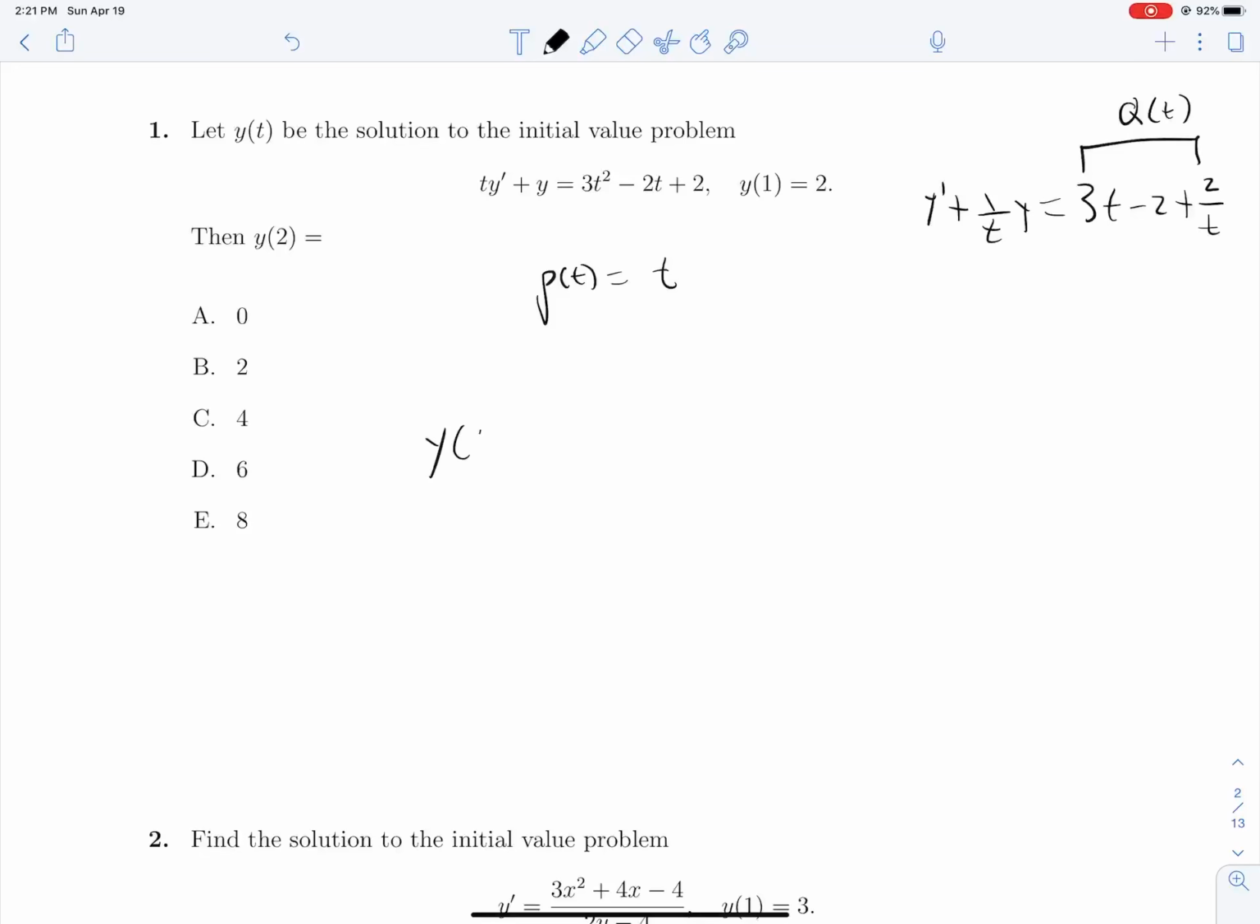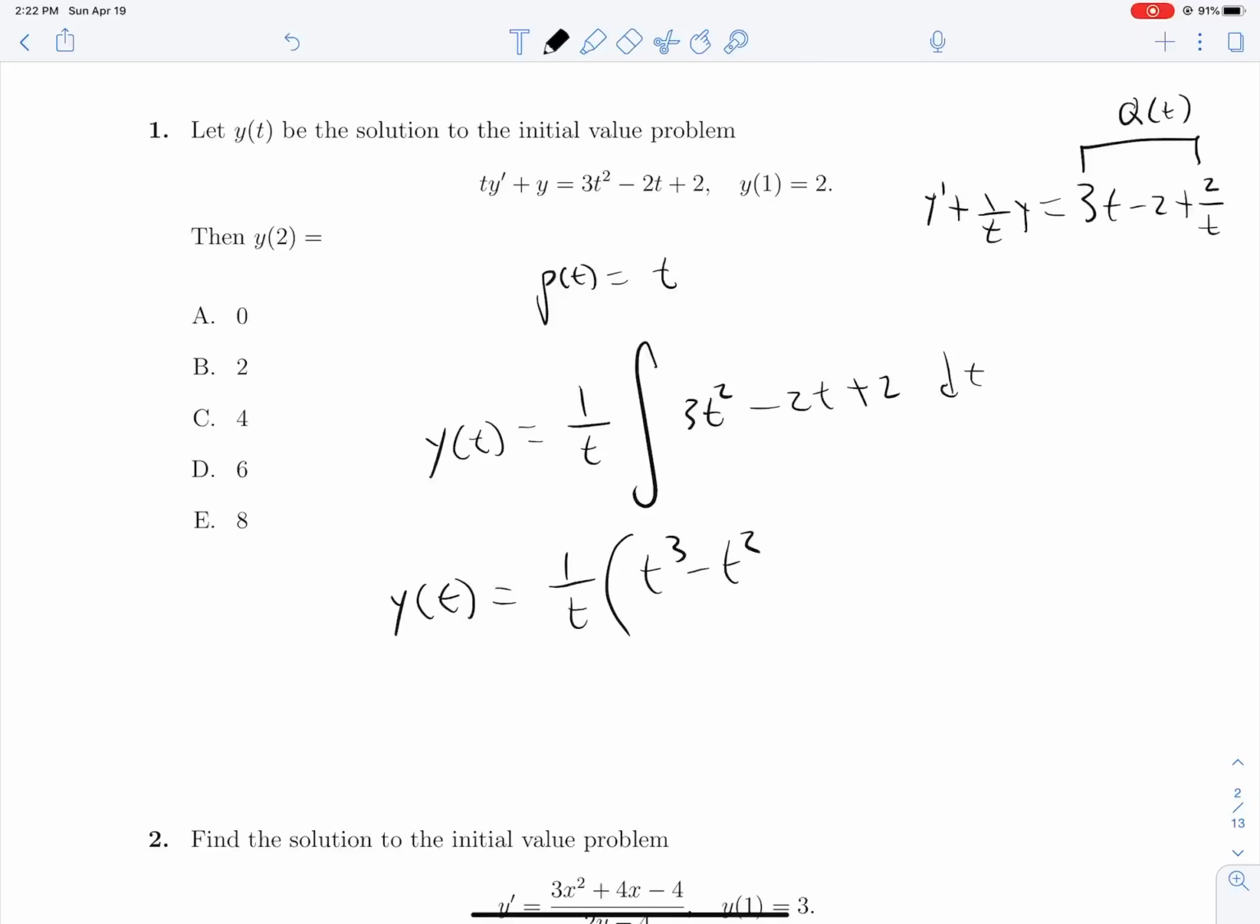So we can say that y of t is equal to 1 over rho of t times the integral of rho of t multiplied by q of t, which is just our right-hand side. So that ends up giving us 3t squared minus 2t plus 2 dt. And so y of t is equal to 1 over t times t cubed minus t squared plus 2t plus c.